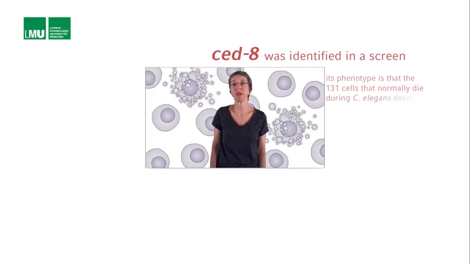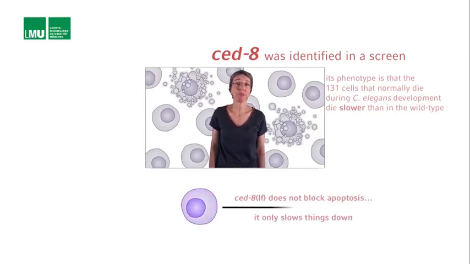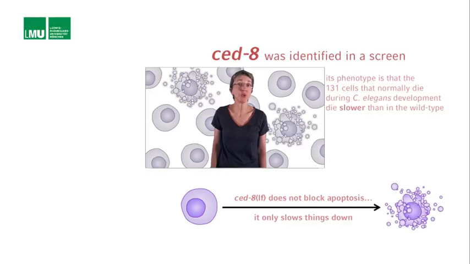that normally die during C. elegans development die slower than in the wild type. It had therefore been proposed that CED-8 is required for the correct timing of the apoptosis process. So the loss of CED-8 does not block apoptosis like mutations in egl-1, ced-3, or ced-4 do. The loss of CED-8 only slows things down. And that's an important finding.